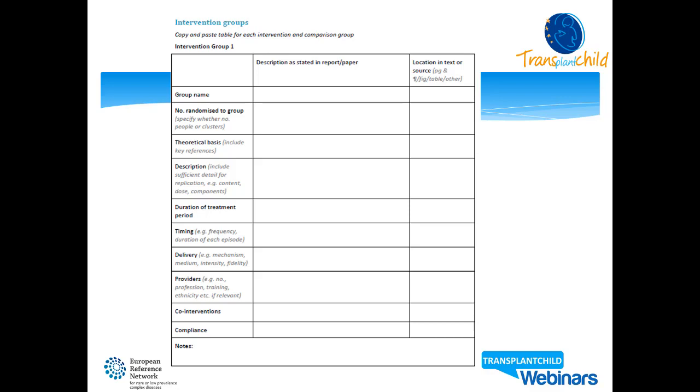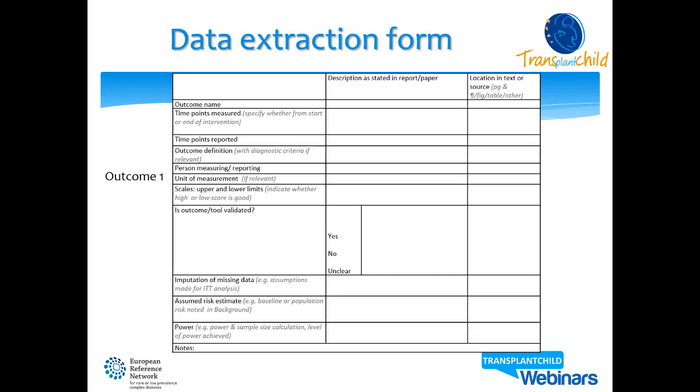Okay, and about compliance, it could be nice to have data about compliance, but I'm afraid that we are not going to find anything, right? And something about co-interventions.